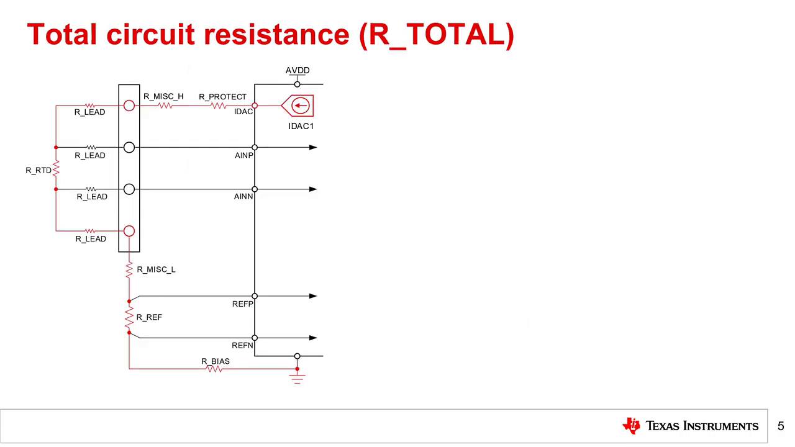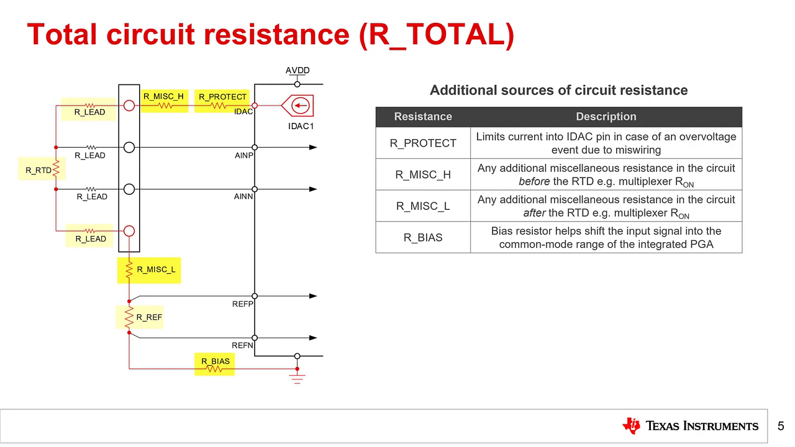The total circuit resistance, or R total, is defined as the total resistance between the IDAC output and ground. Shown on the left is the same 4-wire RTD system from the previous slide. As in the previous diagrams, there are two lead resistances, the RTD resistance and the reference resistor in the path between the IDAC output and ground.